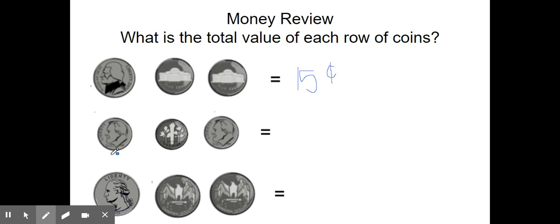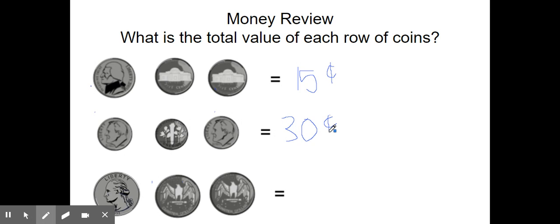Let's look at the next row of coins. What coin is this? If you said dime, you're right. This is the smallest silver coin. It's a dime. How much are dimes worth? Dimes are worth 10 cents, so we are going to count by tens. Let's count together. 10, 20, 30. This row of coins with 3 dimes is worth 30 cents. 3 tens is the same as 30.